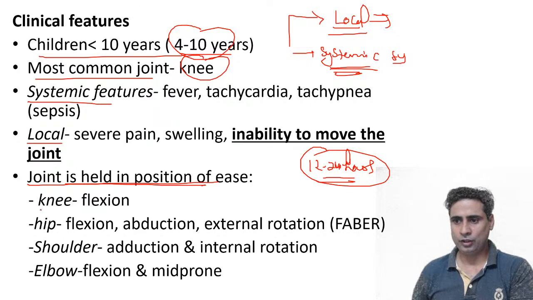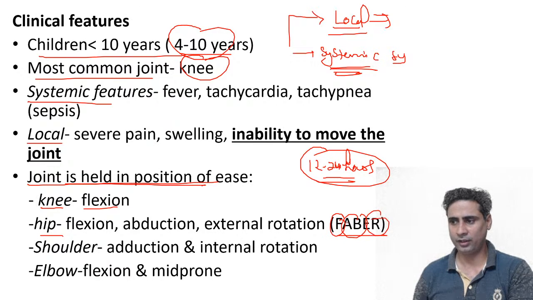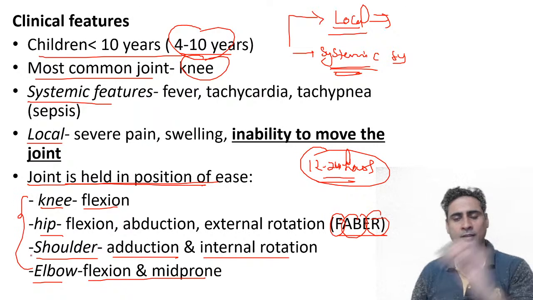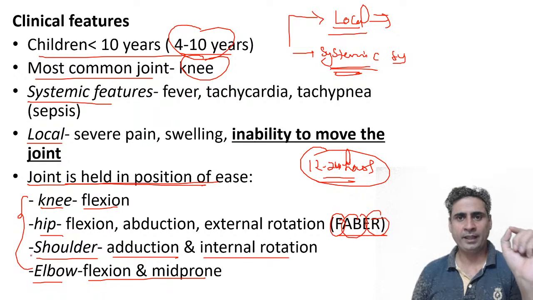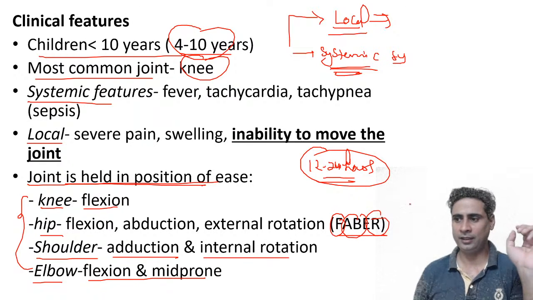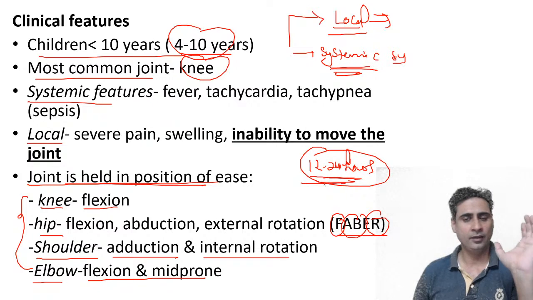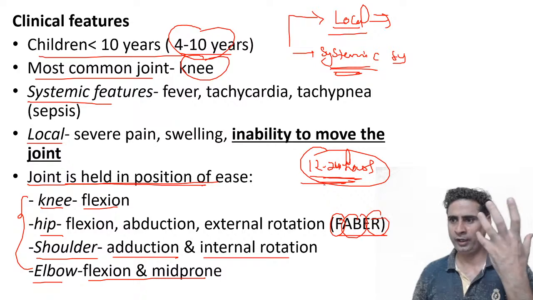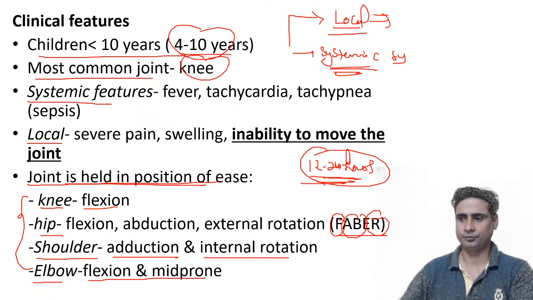And that position of ease in knee joint is flexion. In hip joint, it is FABER, that is flexion, abduction, external rotation. In shoulder it is adduction and internal rotation, and in elbow it is flexion and mid prone position. So these are the positions in which the joint will be kept in early stage of infection, that is first 12 to 24 hours, which is the stage of synovitis. After that there will be destruction of joint, then that position will change.